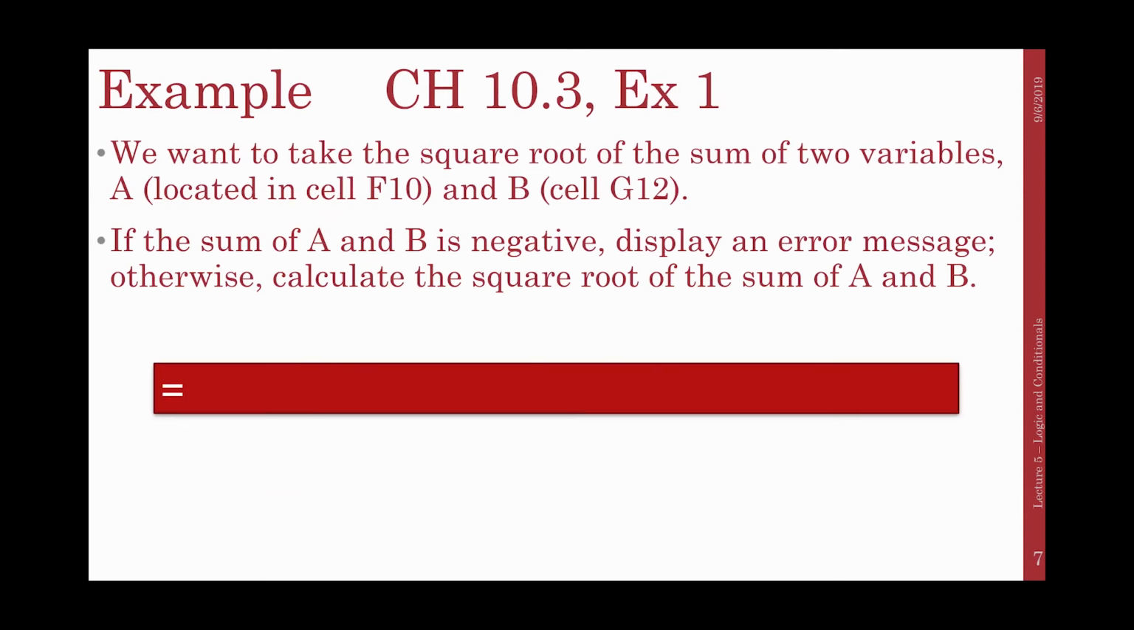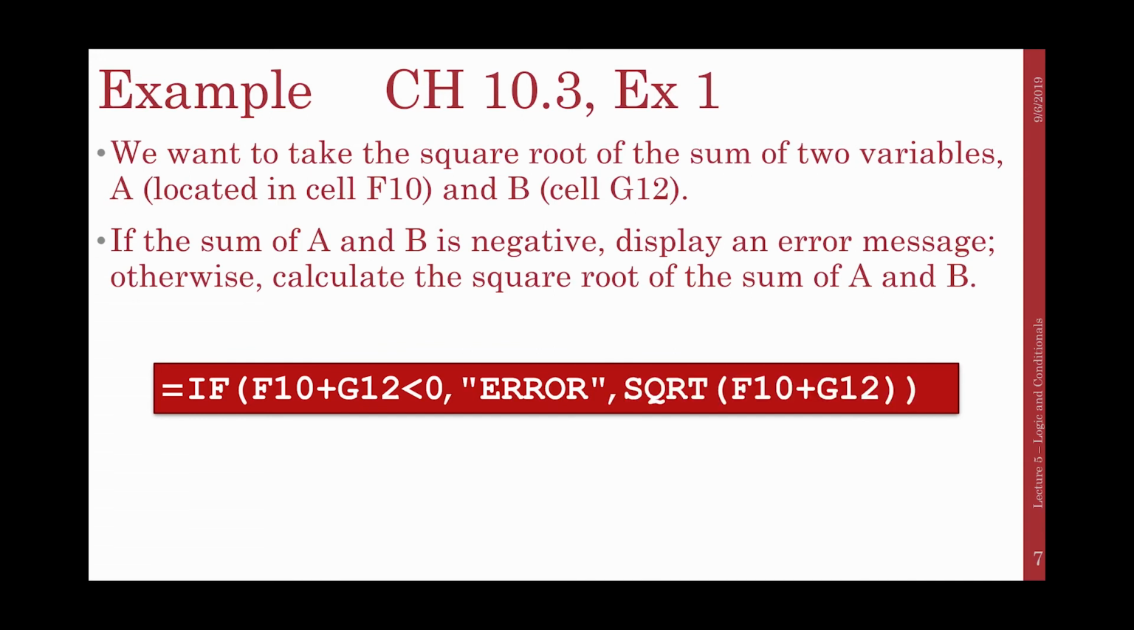So how are we going to start? Well, first we're going to start by writing our if for our function. And then we're going to put in our logic test. Our logic test is if F10 plus G12 is less than 0. If it is less than 0, we want to display an error message. Simply I'm going to write the word error. Note that it's in quotation marks. If that is not true, I want to calculate the square root of F10 plus G12.